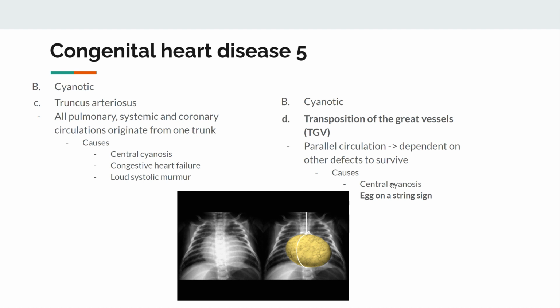Again, I haven't highlighted truncus arteriosus, not really important to know, but essentially all pulmonary, systemic, and coronary circulation originates from one trunk. You get a very loud systolic murmur with this one.